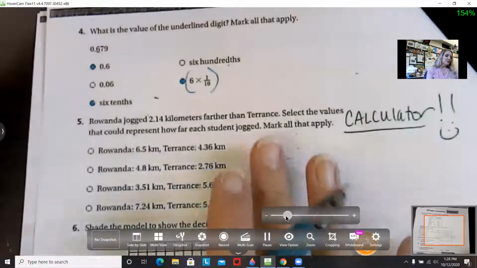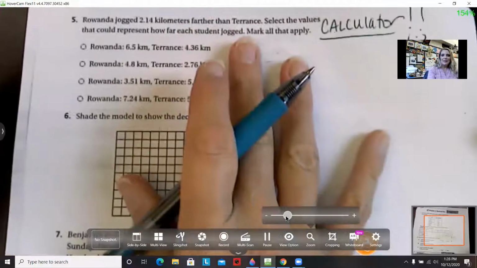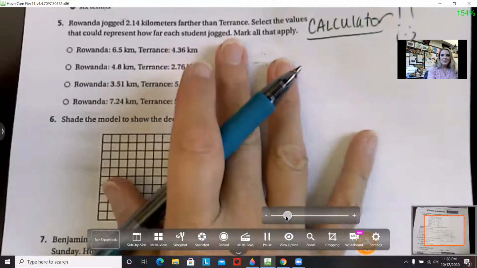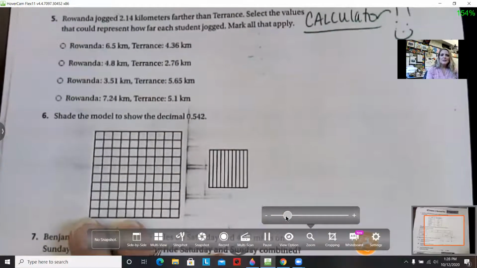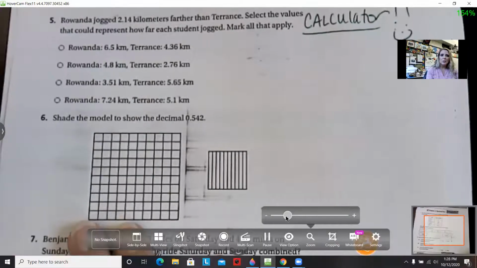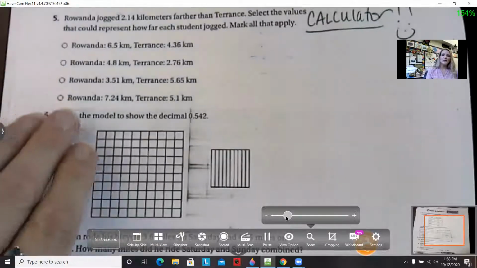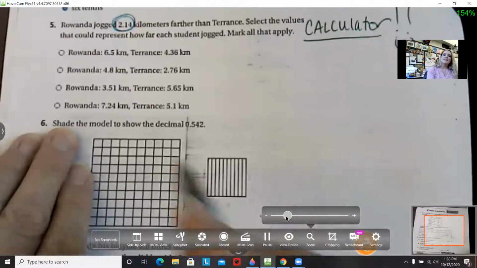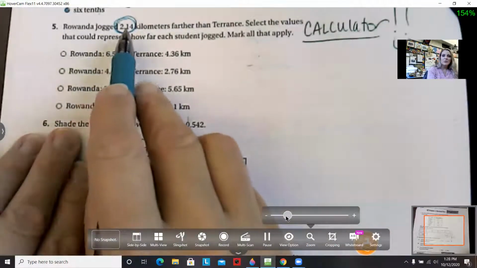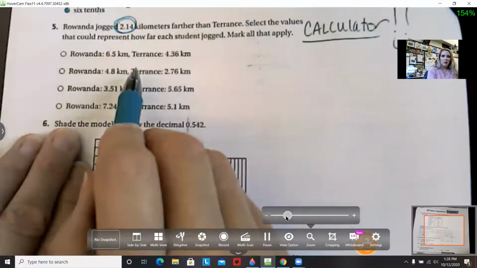All right, for number 5, we have a calculator sign here, so we could use the calculator, so you may pull that out. Let's read it first. It says, Rwanda jogged 2 14/100 kilometers farther than Terrence. Select the values that could represent how far each student jogged and mark all that apply.